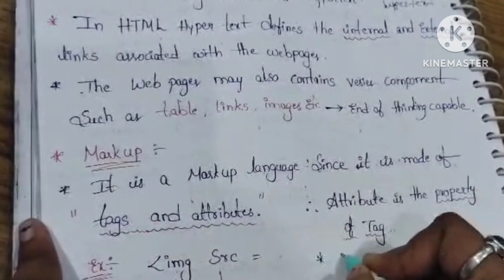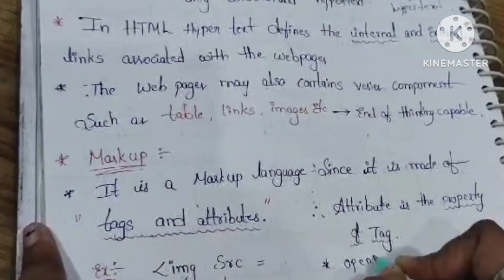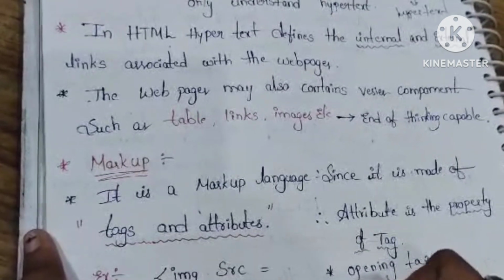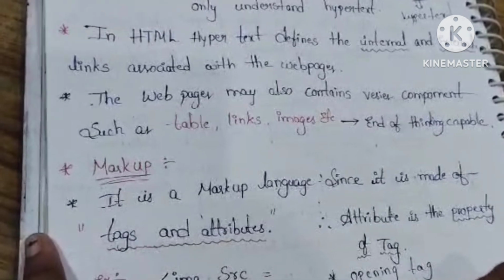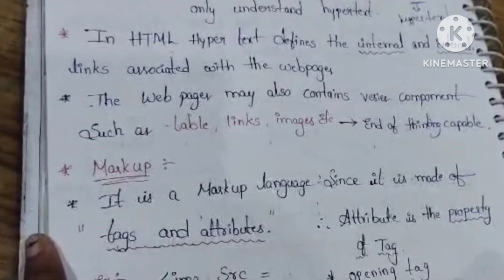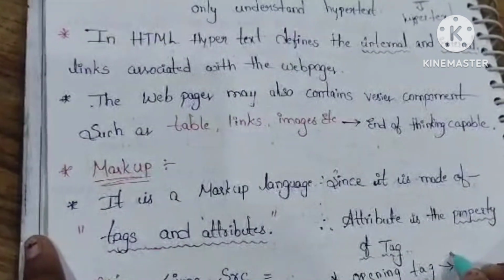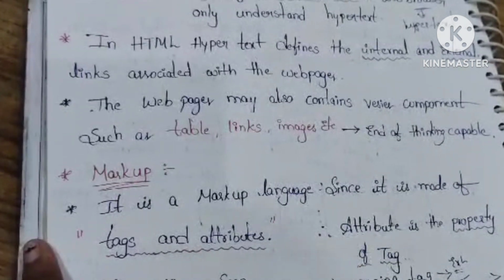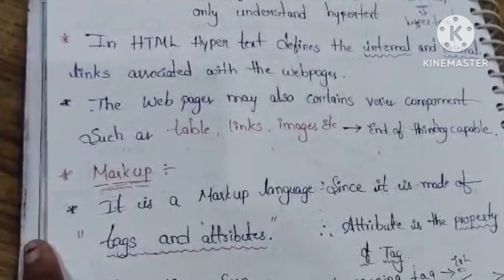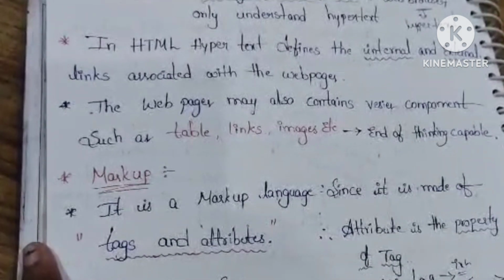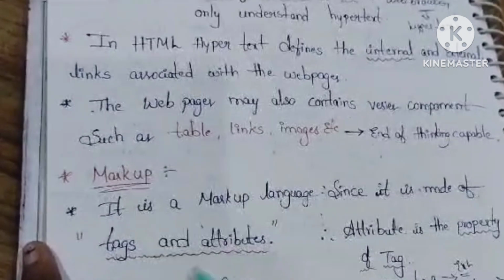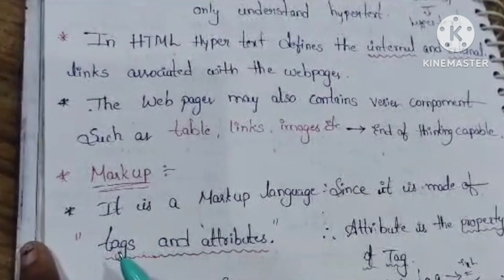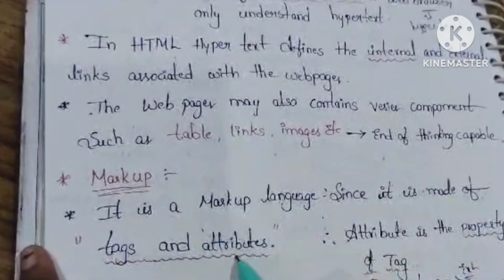So in the HTML page we use an opening tag and a closing tag. Why are we using these two tags? To write the program we use two tags: one is the opening tag, another is the closing tag. We will see an example. This is the opening tag and this is the closing tag. Between the opening tag and the closing tag we have the instructions. These are the tags and attributes.